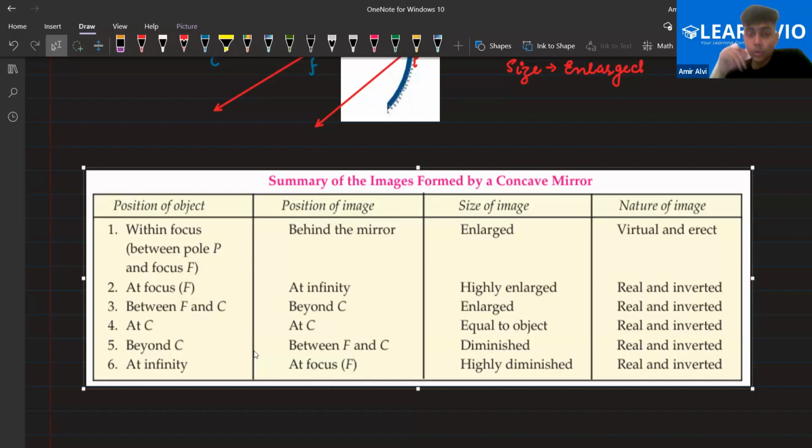Okay. So whatever we are doing is very, very important in terms of conceptual questions, because most conceptual questions come from here. Write down the applications of concave mirror. Write down the applications of convex mirror. Draw a ray diagram when the object is placed between the focus and the center of curvature.